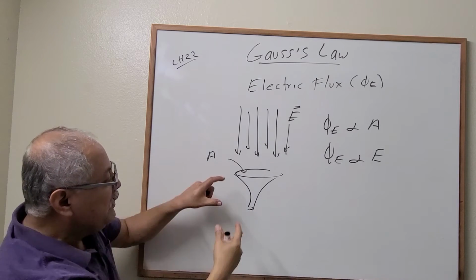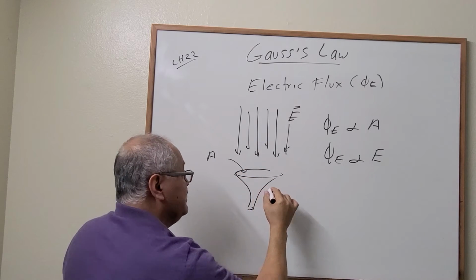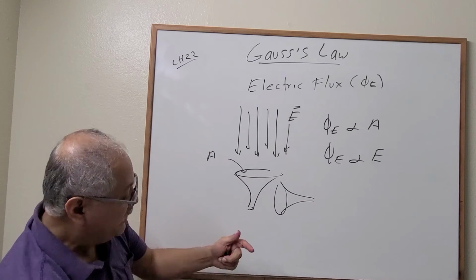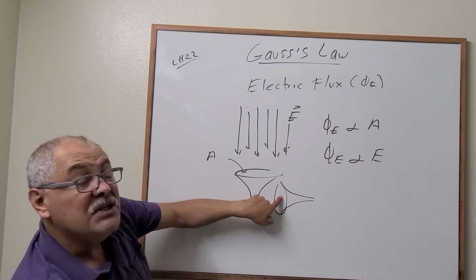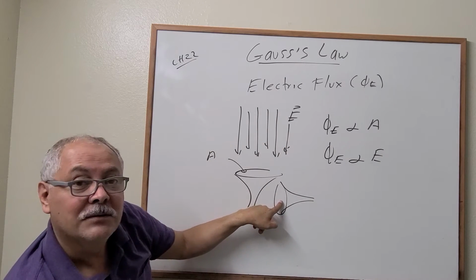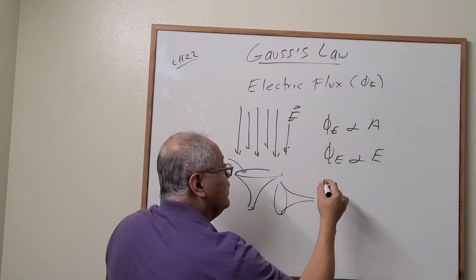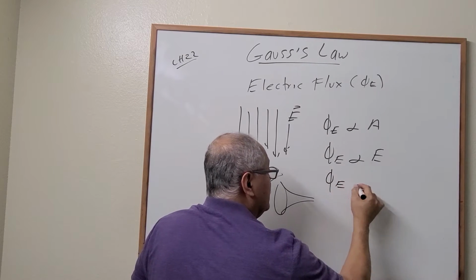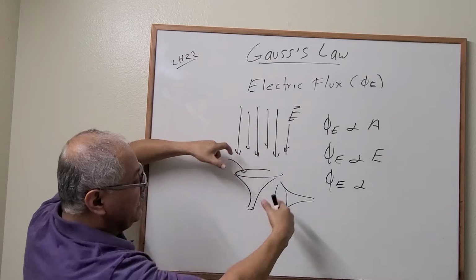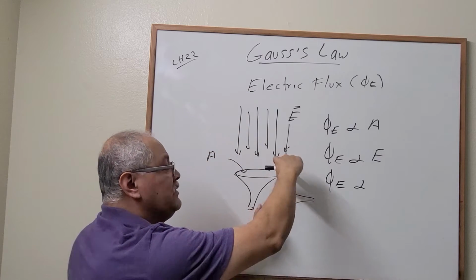Now, what happens if we rotate the funnel? Imagine this is the funnel right here. We rotate it in that way. Well, in that case, we have zero electric field going through. This means that the electric flux is also proportional to the angle. Right here we have maximum, right here we have zero.